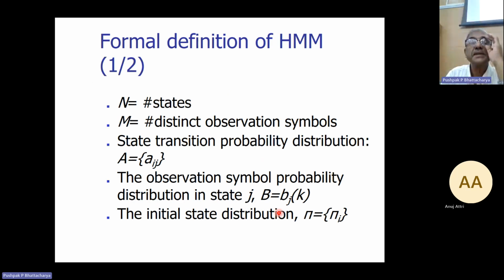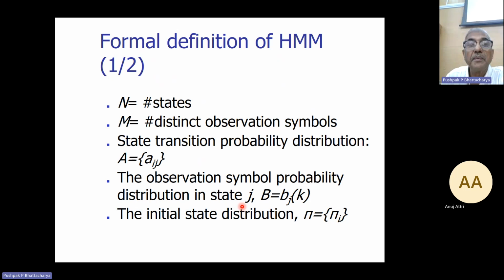Okay, so now let's define hidden Markov model formally. The hidden Markov model is defined by N, the number of states. It is a finite state machine. M, the distinct observation symbols; for the urn problem there are three observation symbols, R, B, and G. The number of states is 3 there, U1, U2, U3. State transition probability distribution A, Aij. Aij is the probability of transiting to state J being in state I.